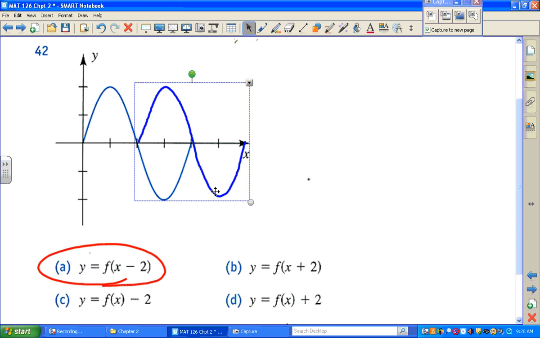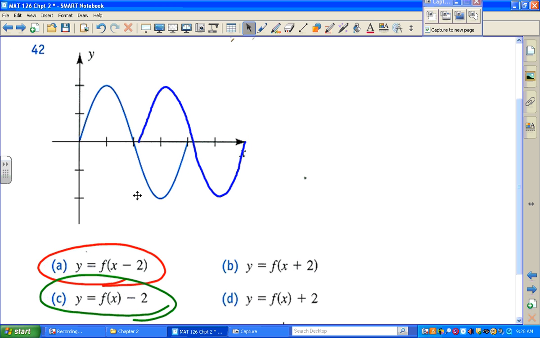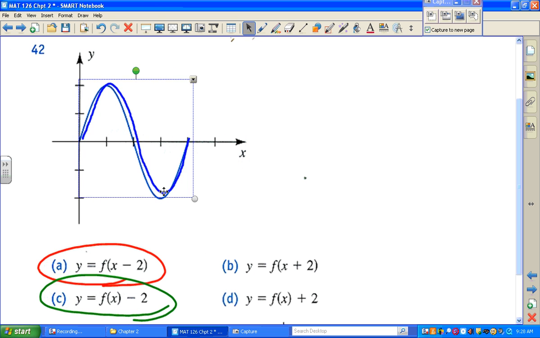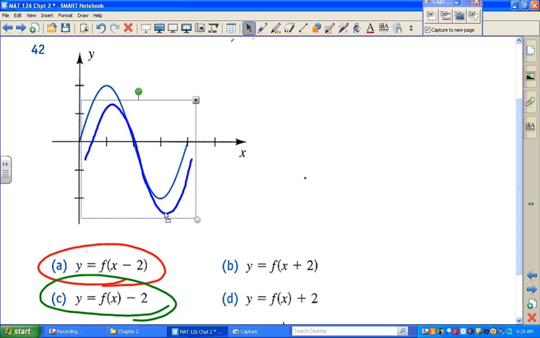What about C? If you had x minus 2 and you started right here, oh, wrong one. If you started right here again, and you did x minus 2, which way would it go? Down 2 units. 1, 2.